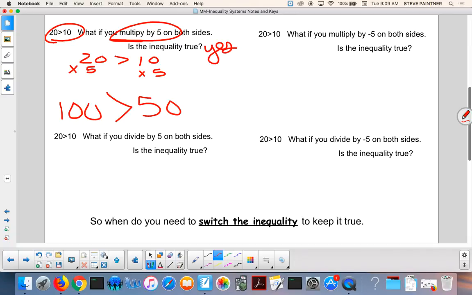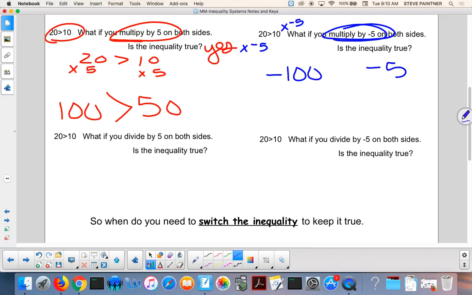I have proved if you add to both sides, if you subtract to both sides, if you multiply both sides, it's always true. What about multiplying with negative? Okay, here it comes. What if you multiply by negative 5 here? Multiply by negative 5, multiply by negative 5. You end up with negative 100 and negative 50. Bring down the sign.